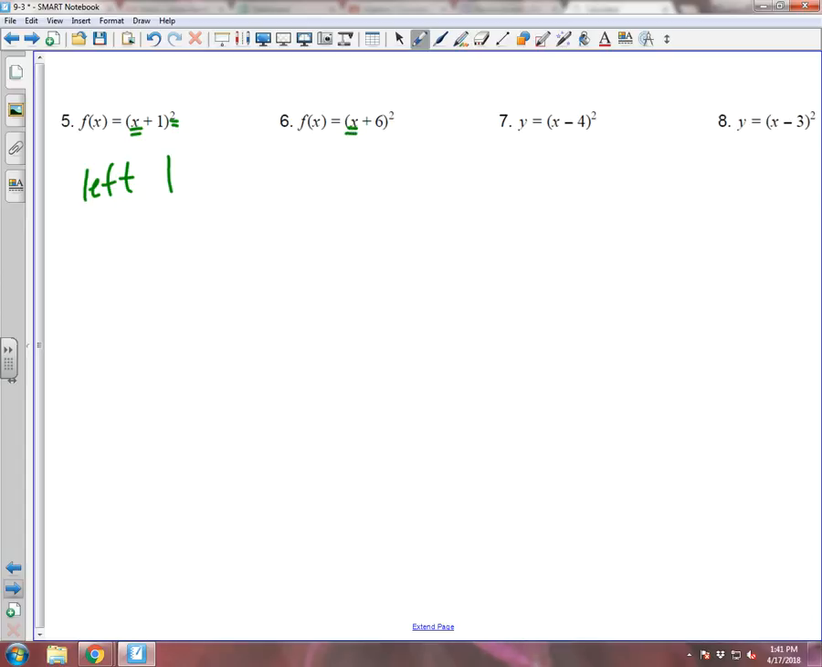Here's the parent. The +6 is in parentheses, right? If it's adding 6, what's it going to be doing? Left 6. Okay, number 7, here's the parent. This one will be going right 4.